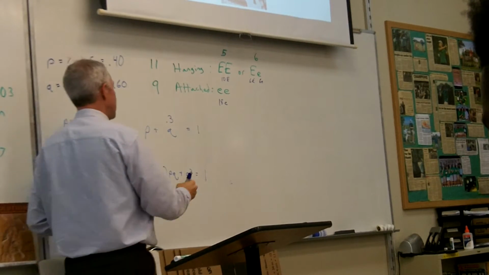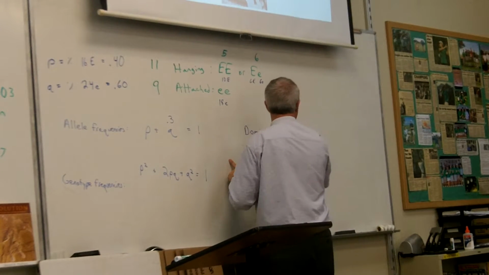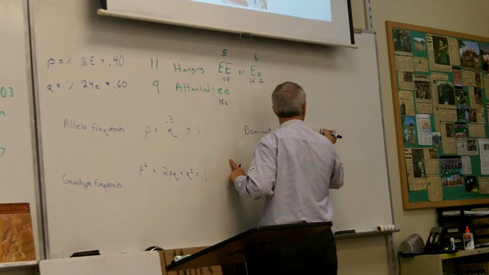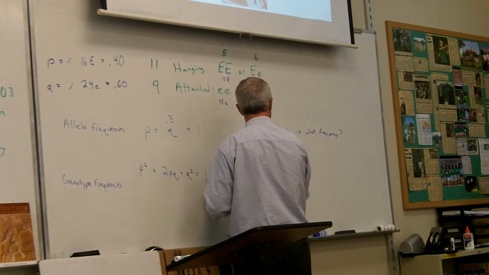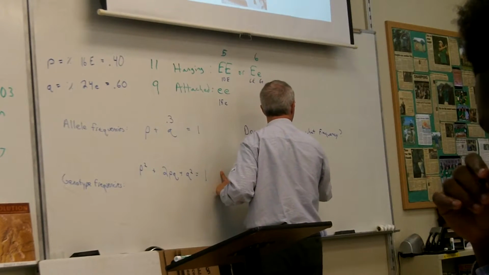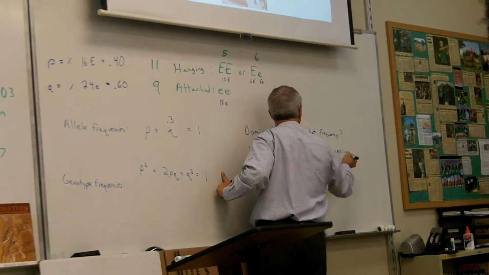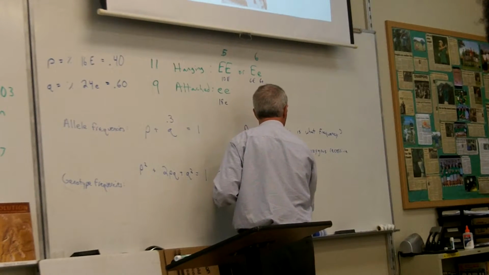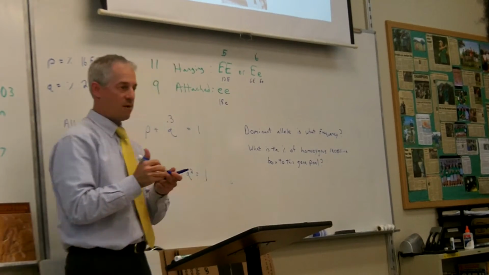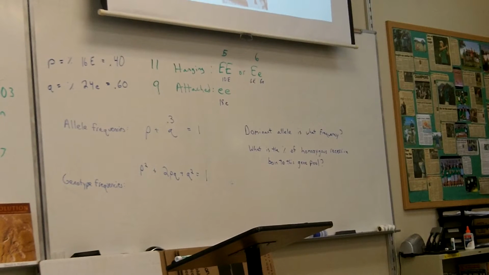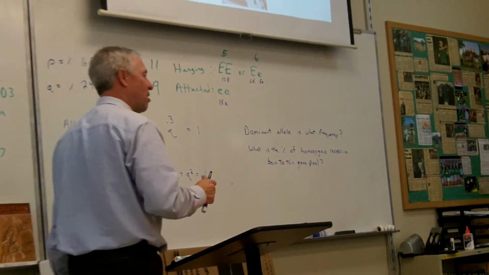Two questions there. The dominant allele, you got to use these formulas, is what frequency? That's a 10-point question. And the second question, what is the percentage of homozygous recessive born to the gene pool? You ought to be able to figure out both of those. 10 points each. These are the kind of questions that are going to be on the quizzes and tests.